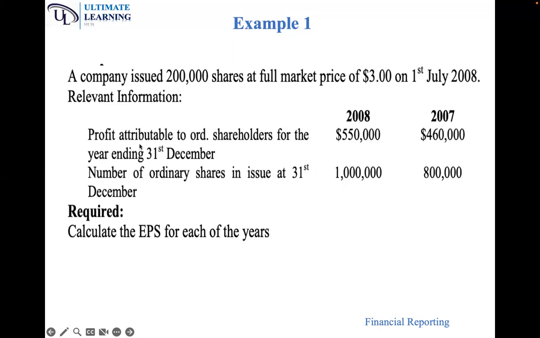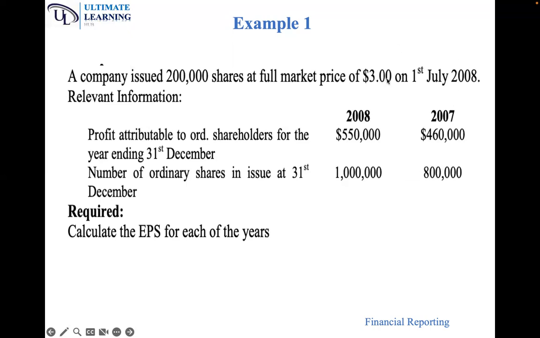So you have been told the profit attributable to ordinary shares at the end of the year, 31st December, is 550, and we have 460 for 2007. And the number of ordinary shares by the end of the year 2008 is 1 million, and at the end of 2007 is 800,000. What does that mean? If it's the number of shares at the end of 2007, that will be the number of shares at the beginning of 2008.